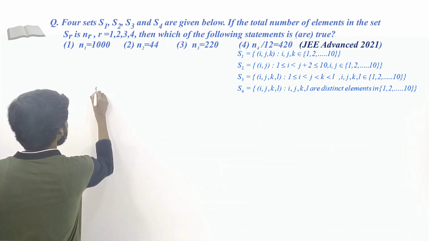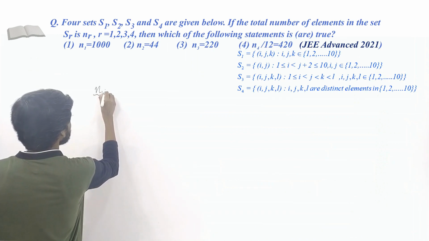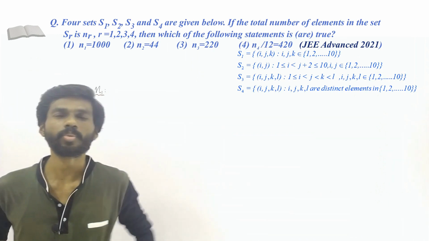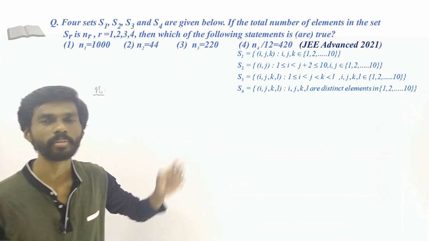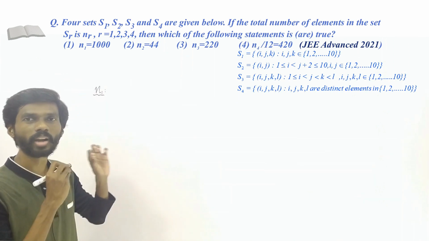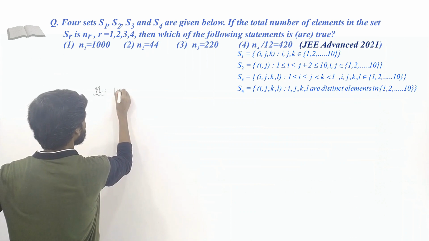See, N1 here is the number of ways to form the first set S1. So what is S1? S1 contains all these ordered triplets of values i, j, k, which can take values from 1 to 10. So in how many ways can you select values for i? i can be selected in 10 ways.